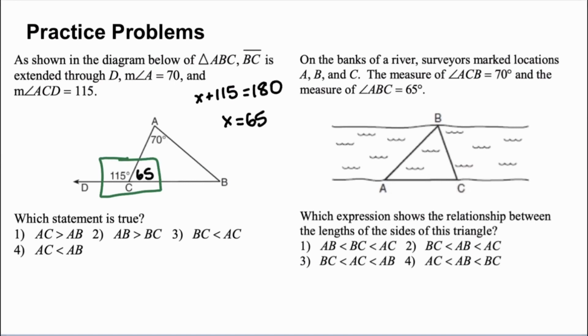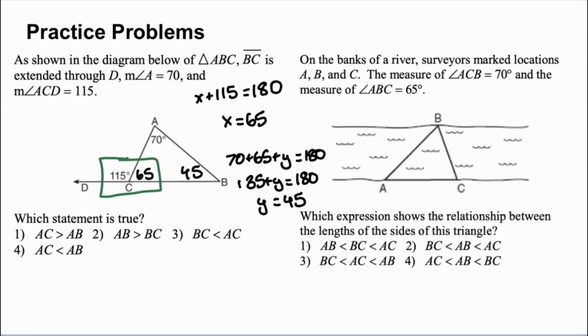And now we see that in this triangle, we have 1, 2, 3 angles. We have one unknown, but we know the other two. So we can do 70 plus 65 plus this unknown angle y is equal to 180. If we simplify a little bit, we get 135 plus y is equal to 180, and we see that y is equal to 45. So I can erase this and have it be 45.